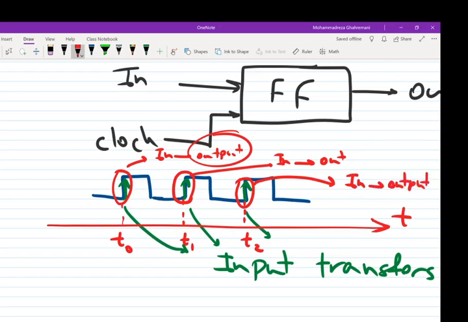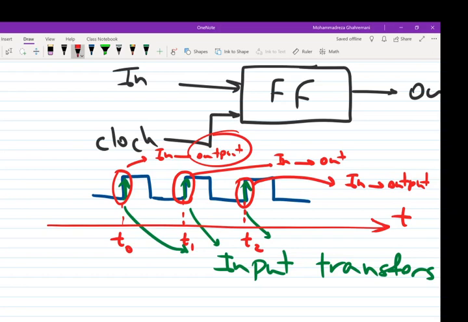Again in the next transition, whatever is in the input moves to the output. So now we know the meaning of the definition of flip-flop of the synchronous circuits, that it depends on the value of the input at the discrete instant of time.